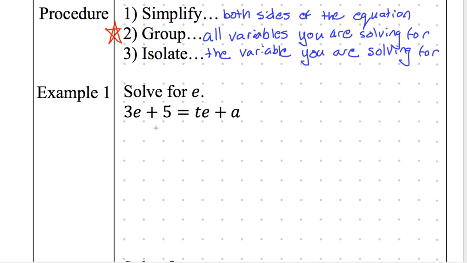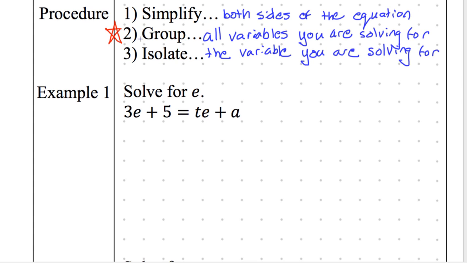Can I simplify both sides of the equation anymore? Go ahead and nod your heads one way or the other. Shrug your shoulders if you don't know. You guys all look like bobbleheads. It's fun. The answer is no. You can't simplify anymore. I can't combine 3e and 5. Those are different terms. 3te and a, I can't combine those. There's nothing I can do here. So step 1, check off.